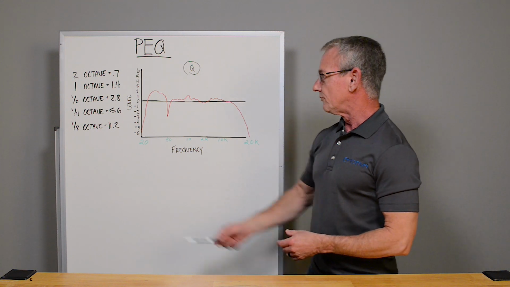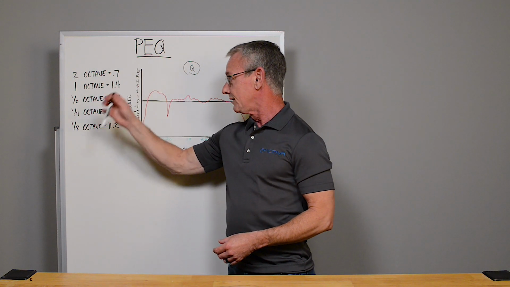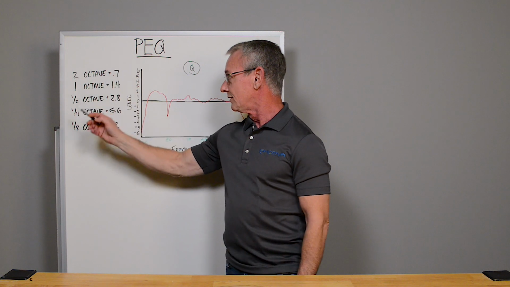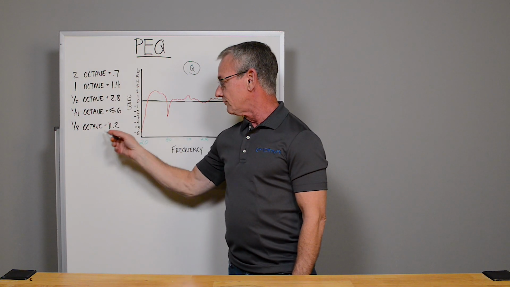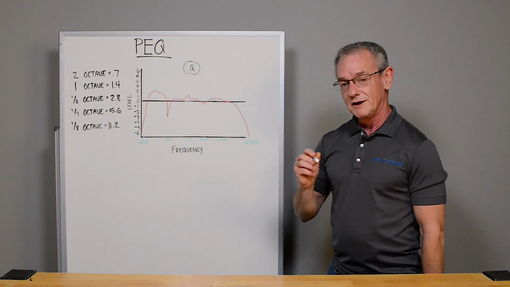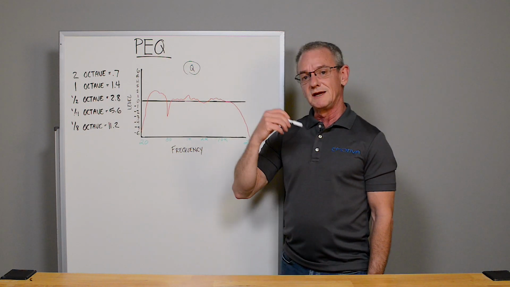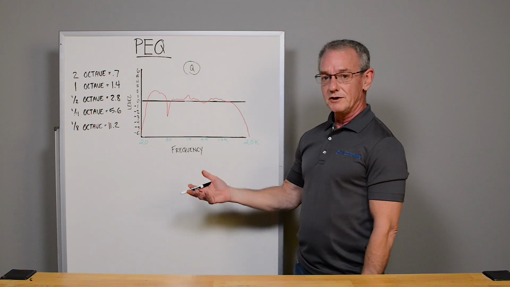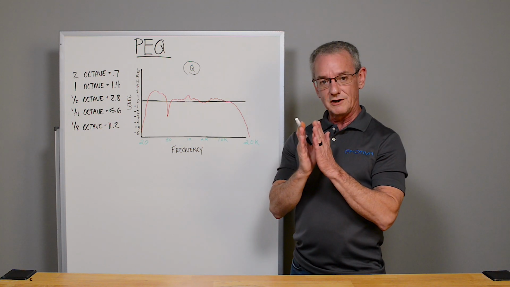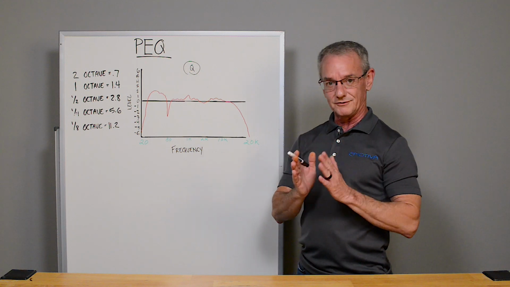So what I did was, we've got a cheat sheet here for you. If you want to do 2 octaves, Q is 0.7. And we got it down to a 1/8 octave, which is a Q of 11.2. Think of it in terms of being the inverse of what you would normally think. The higher the number, the narrower the area that it's going to adjust.